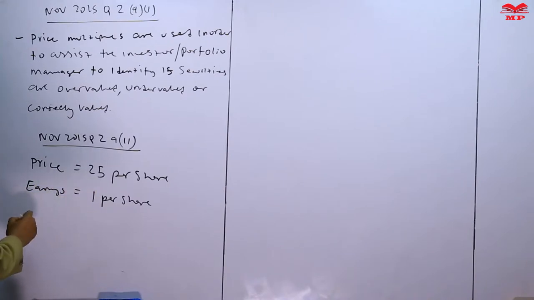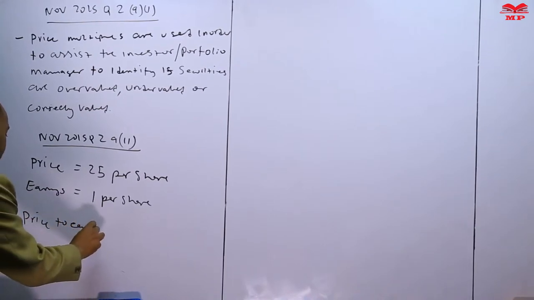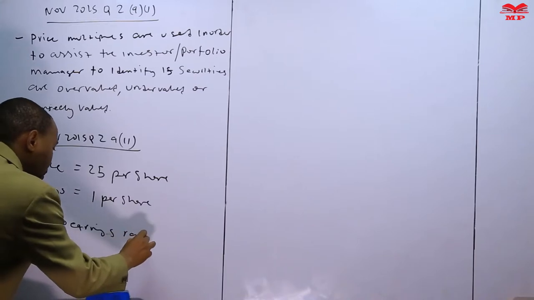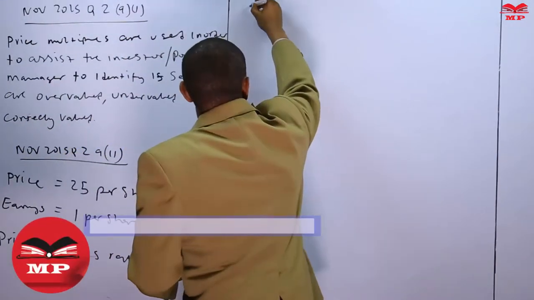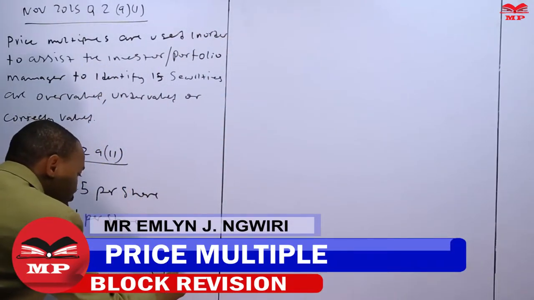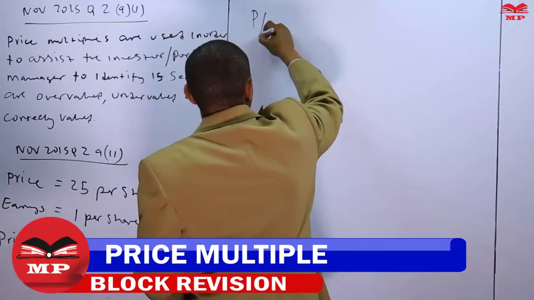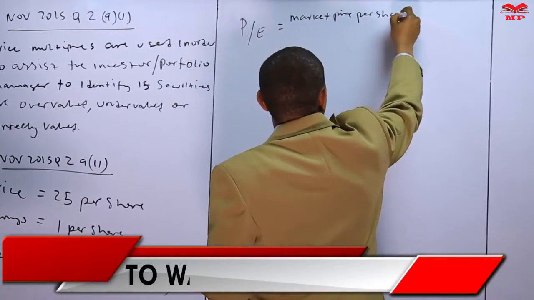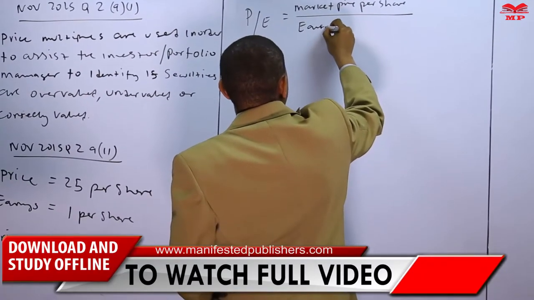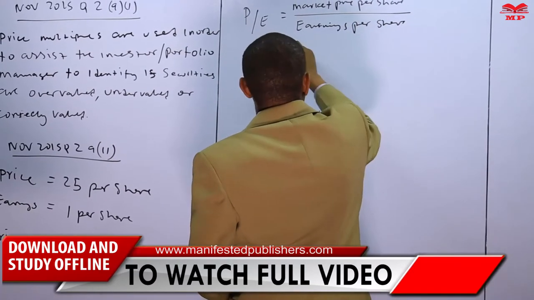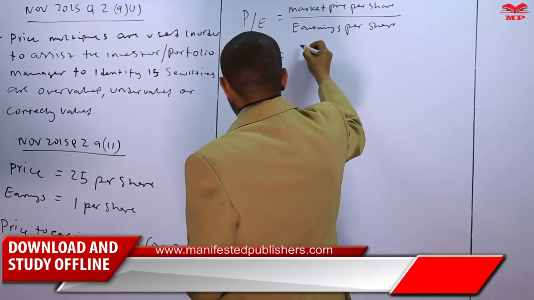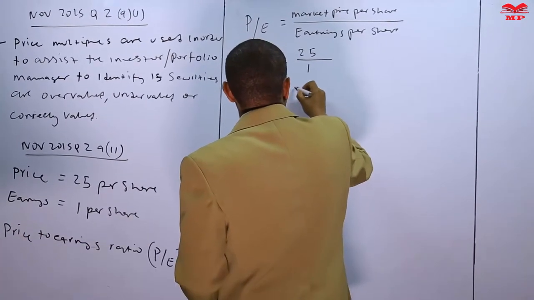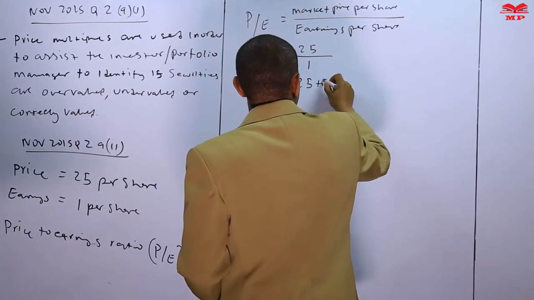So this is what we're going to do. We're going to get the price to earnings ratio. I can come back here and say P to E ratio, like that. So P stroke E ratio is given as market price per share over earnings per share. And we have those two inputs given to us. So we have the price as 25 shillings, which is the market price per share, divided by the earnings per share, which is 1 shilling. So we are saying the price earnings ratio, the PE ratio, is 25 times, like that.